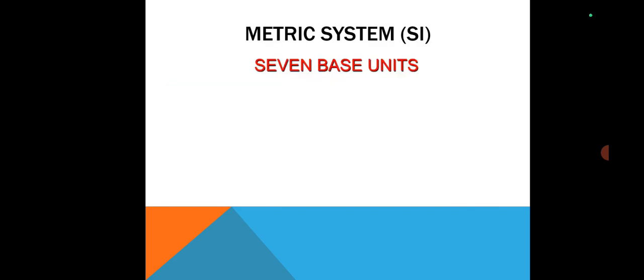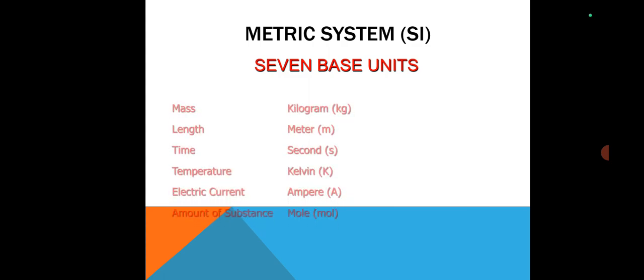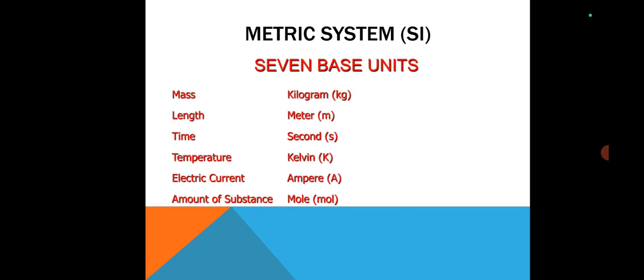In metrology, 7 base metric units are used as the base units. Here the base units are mass, length, time, temperature, electric current and amount of substance. Mass is indicated as kilogram, length is indicated as meter, and time is considered as a second, temperature is indicated as Kelvin, electric current is indicated as ampere, and amount of substance is indicated as mole.